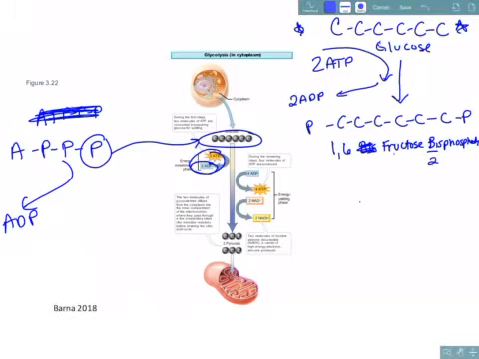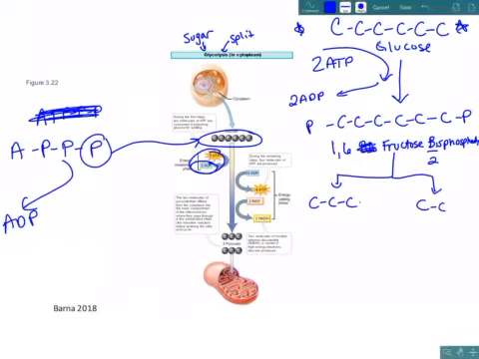Okay, after this we're going to actually split. Now the term glycolysis, glyco means sugar, and lysis means to split. So we're going to be splitting this glucose molecule or fructose molecule into 2 3-carbon molecules. And the term here that they have is pyruvate, but you may also see the term pyruvic acid, and it is the same thing.